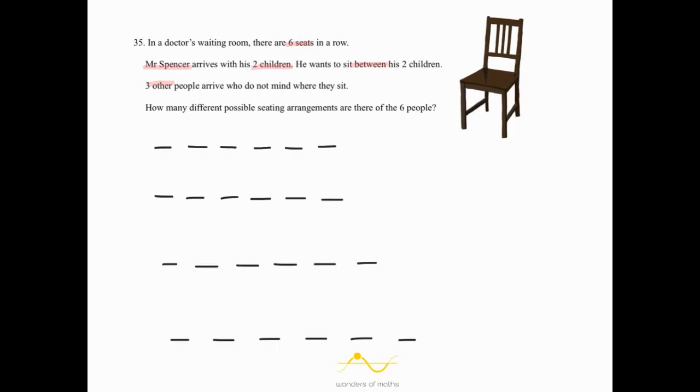You may have already realised that Mr. Spencer cannot sit on any seats at the edge, as there must be a seat on either side of him. This means that there are 4 places where Mr. Spencer can sit. Now let's put his children in. C1 S C2, in each of the 4 positions.